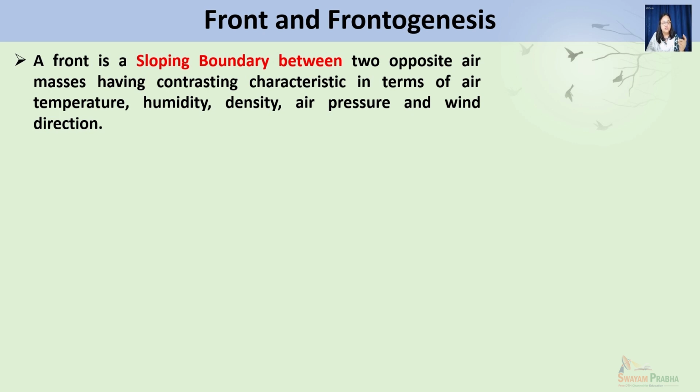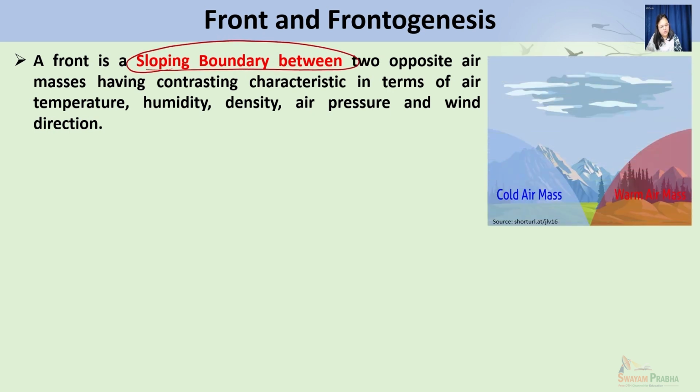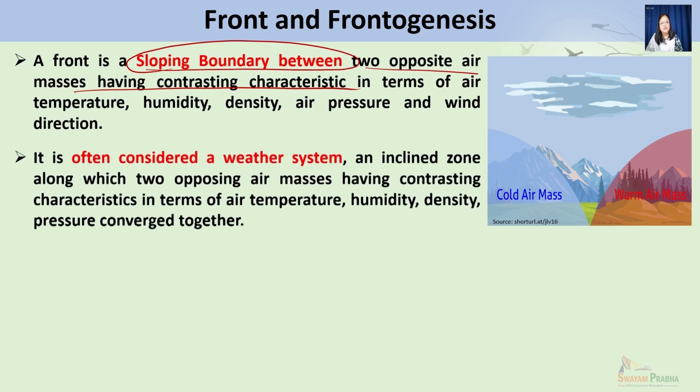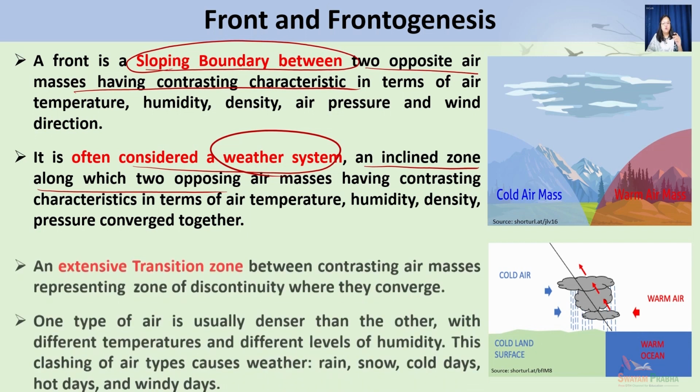And these transitional boundary zones are the zones of turbulence, and numerous weather conditions and phenomena exist in those frontal regions. So fronts are sloping boundary zones between the two opposite air masses having contrasting characteristics in terms of air temperature, humidity, density, air pressure, and wind direction. So these are not only the transition zones or boundary regions, rather they are complete weather systems and inclined zones along which two opposite air masses having contrasting characteristics try to converge together. So in this process, what happens?